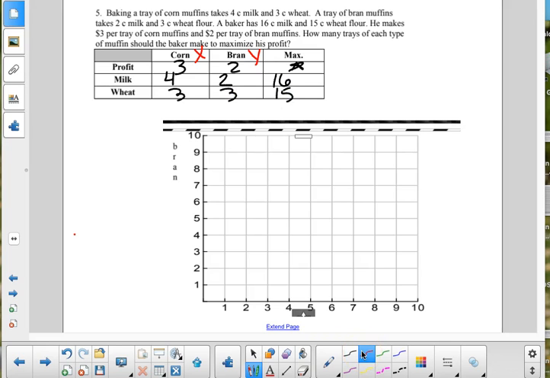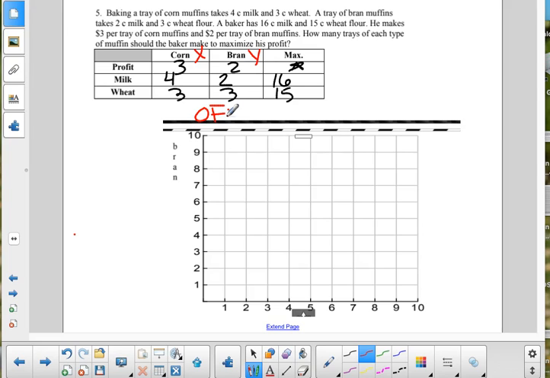I personally think it's nice to write the objective function first because that's the only thing that's not an inequality. So the objective function is the goal. So as a baker, he wants to make money. So which of these lines would be our objective function?